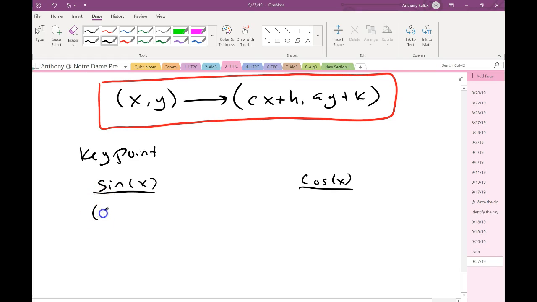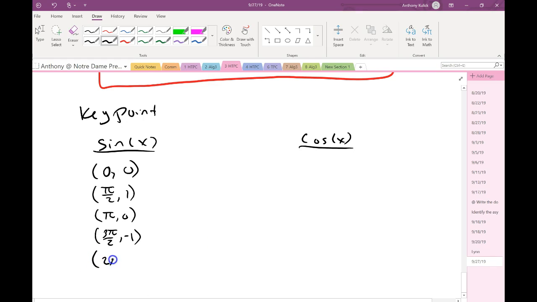So for sine, at 0 degrees, it's 0. At 90 degrees, it's 1. At 180 degrees, it's 0. At 270 degrees, it's negative 1. And at 360 degrees, it's 0. Notice, though, that when we're graphing, we're going to be using radians primarily. So I wrote, instead of 90, 180, 360, 270, etc., those in terms of radians.